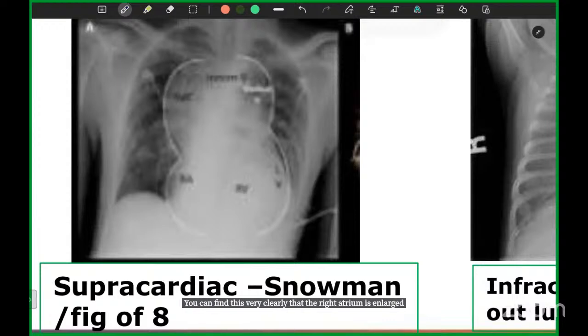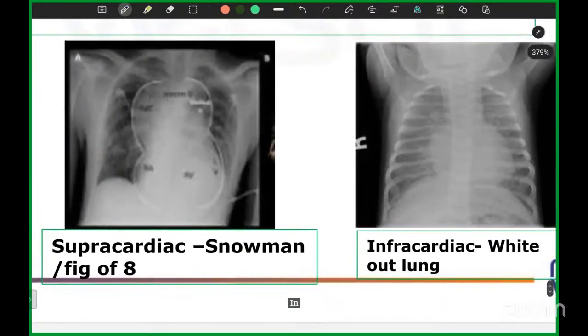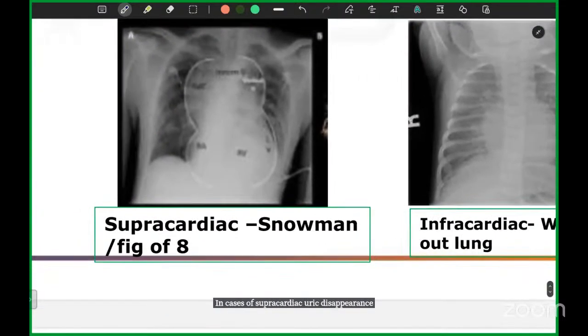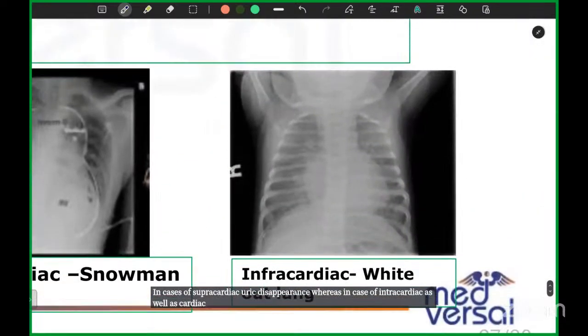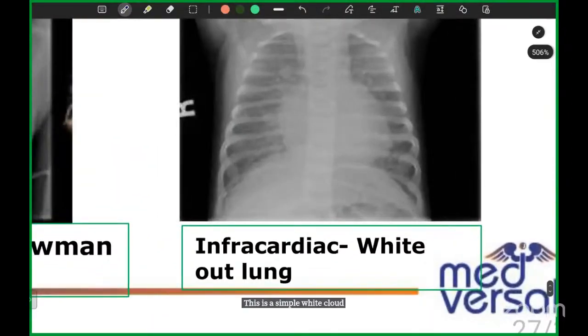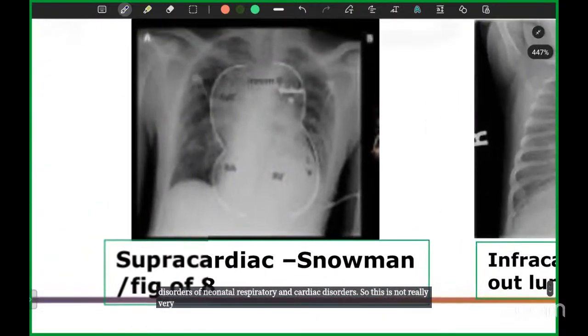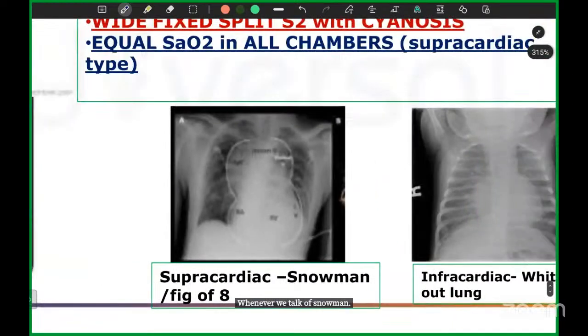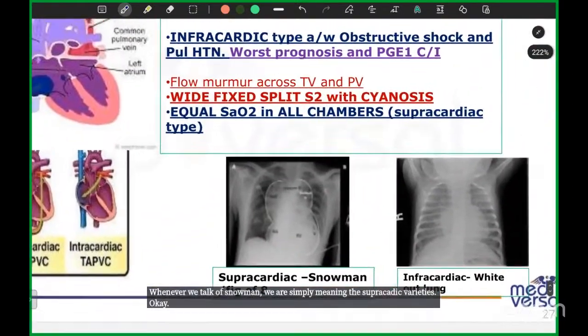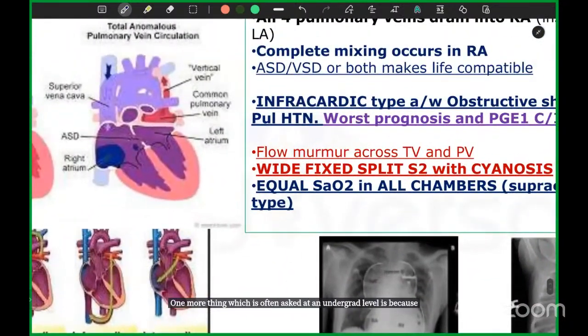The right heart border is clearly enlarged, and because this blood is again going back to the lungs, you will also find an enlargement of the pulmonary arterial segments. In cases of supracardiac, you get this appearance, whereas in infracardiac as well as intracardiac varieties of TAPVC, you simply get a white out lung. This is a simple white out lung, which can be found in multiple other neonatal respiratory and cardiac disorders, so it is not really very specific. Whenever we talk of snowman, we simply mean the supracardiac variety.